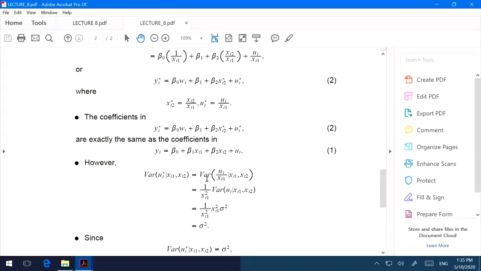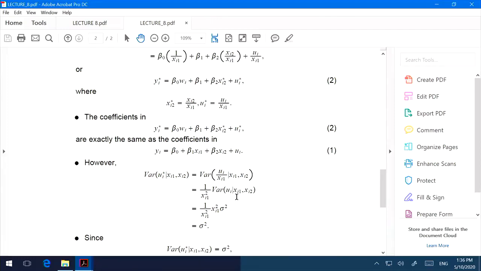Remember, we're talking about the conditional variance. So given that we're conditioning on x1 and x2, xi1 is a constant. So this is going to be the variance of a constant times ui. Remember the variance of ax is a squared times var x. So because we're conditioning on x1 here, I'm treating x1 as a constant. So this is the variance of a constant times ui. So that's going to be 1 on xi1 squared times the conditional variance of ui.